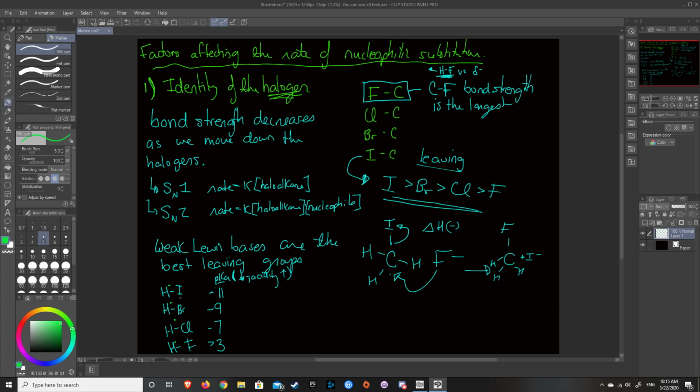So the stronger the acid that the halogen forms, the weaker the base and the better the leaving group. So your base here is I minus, which is a rather stable, good leaving group. HBr has the exact same structure in the end, but it's a worse leaving group, and fluorine will be our worst leaving group.